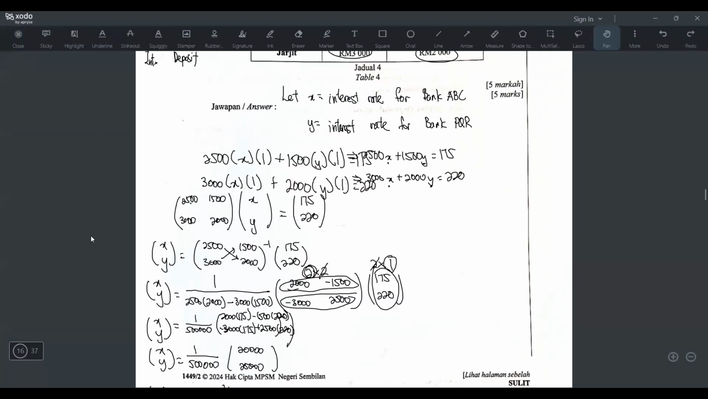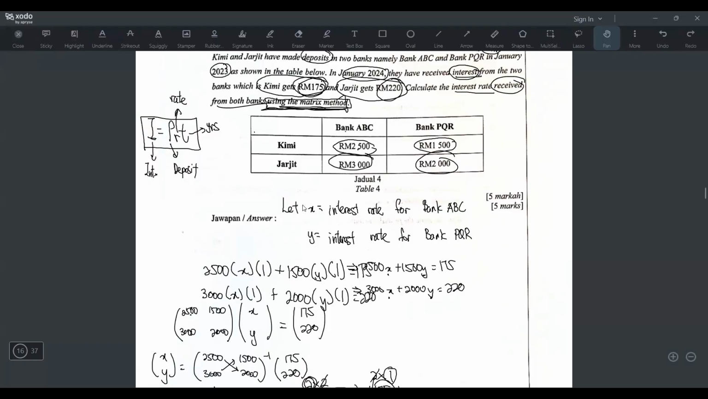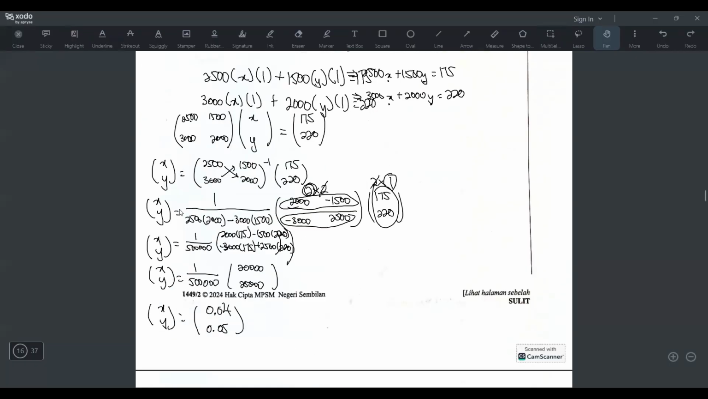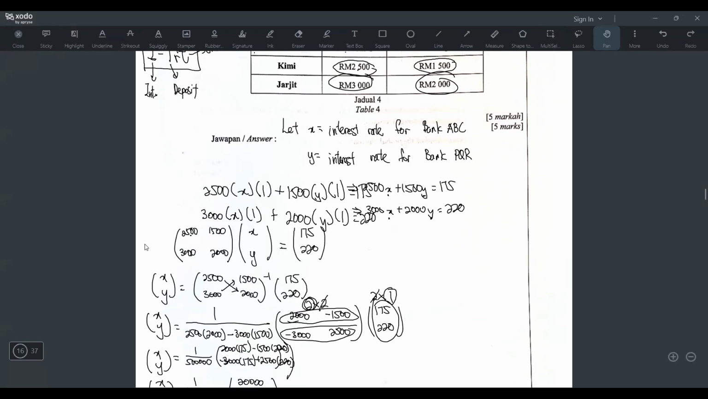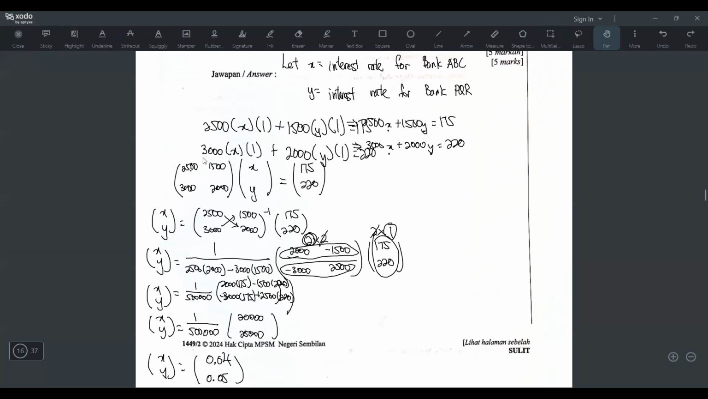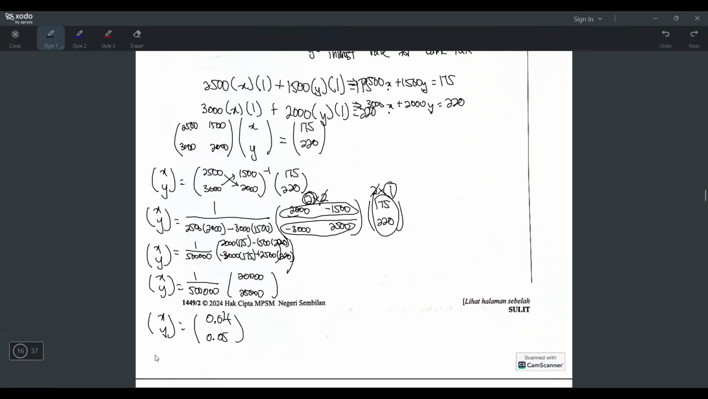But don't stop here, please, because the x and y, if you just write x equals, y equals, maybe the examiner doesn't know what the x and y represent, right? So you have to write clearly here. You have to write the interest rate. So x is actually the interest rate for bank ABC equals, and then the other one is the interest rate for bank PQR, and then we write equals.